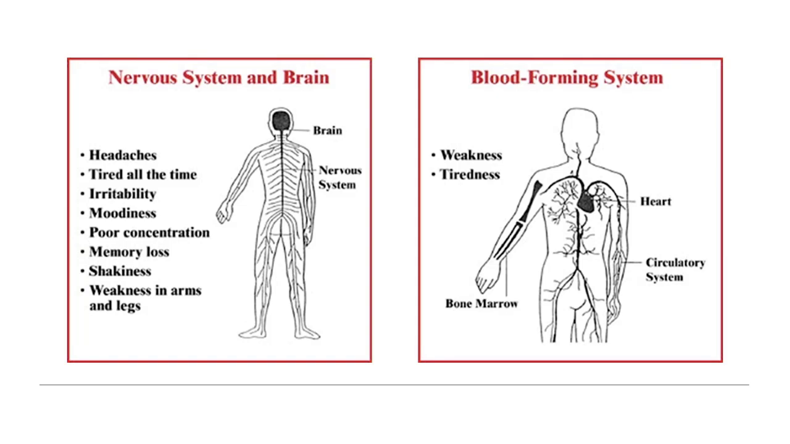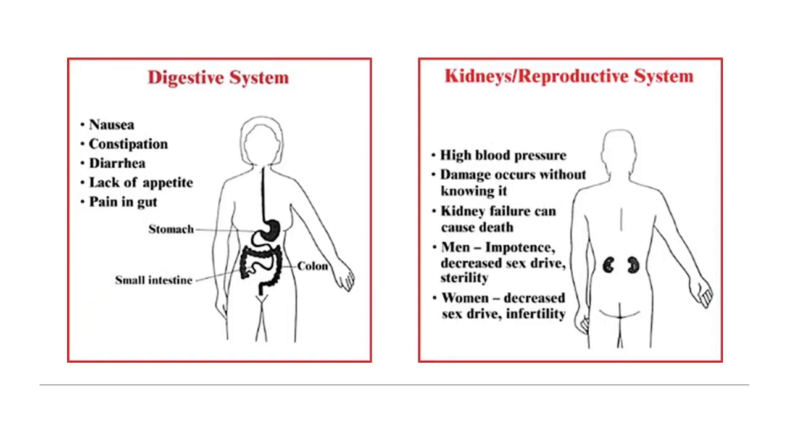Here's a couple charts of the systems that we're talking about getting impacted from lead exposure. This can affect your nervous system and brain, leading to headaches, irritability, memory loss, weakness in arms and legs. It can also affect your heart, circulatory system, and bone marrow. This will lead you to be weaker and more tired. It can affect your digestive system, causing nausea, diarrhea, some pain in your gut, lack of appetite. It can also affect your kidneys and reproductive system, like I said.